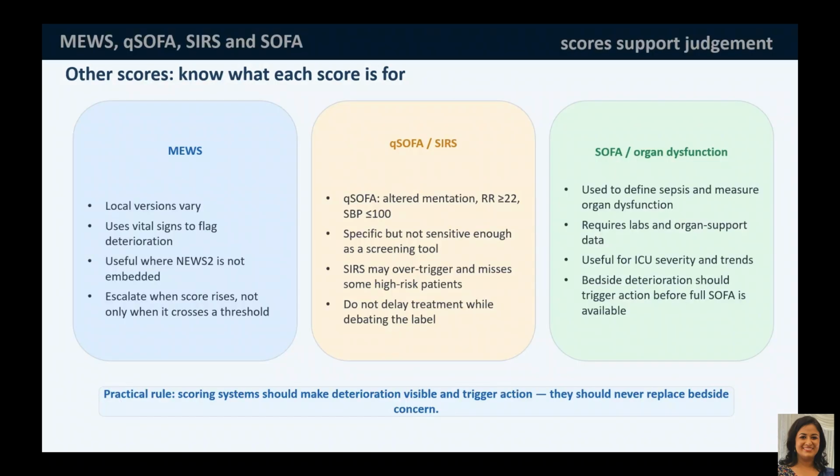Okay. Other than that, I said there are various other scores. There is MEWS, the modified early warning score, and there is qSOFA and there is SIRS, and also the SOFA score to identify organ dysfunction. One other practical thing is that although there are scoring systems, it is always clinical judgment that has to be prominent, isn't it? Your clinical judgment or clinical identification cannot be replaced by this scoring system.